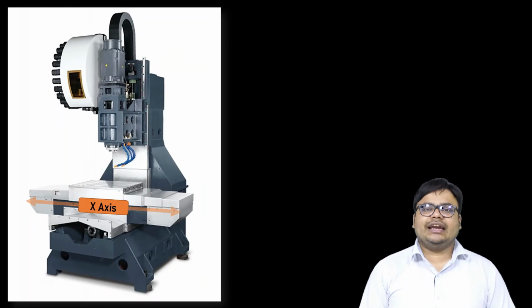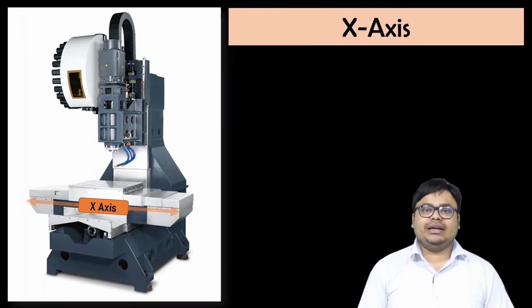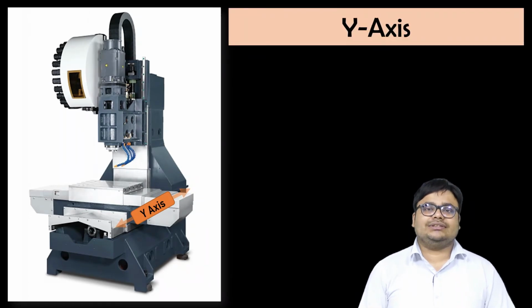Then the next one is the axis. Regarding the axis, if you stand in front of a machine and the machine table is moving from left to right or right to left, then that particular movement is done in the x-axis, as you can see on the slide. Then if the machine table is moving forward and backward, that movement is done on the y-axis. So you can say this is the y-axis of a CNC milling machine.